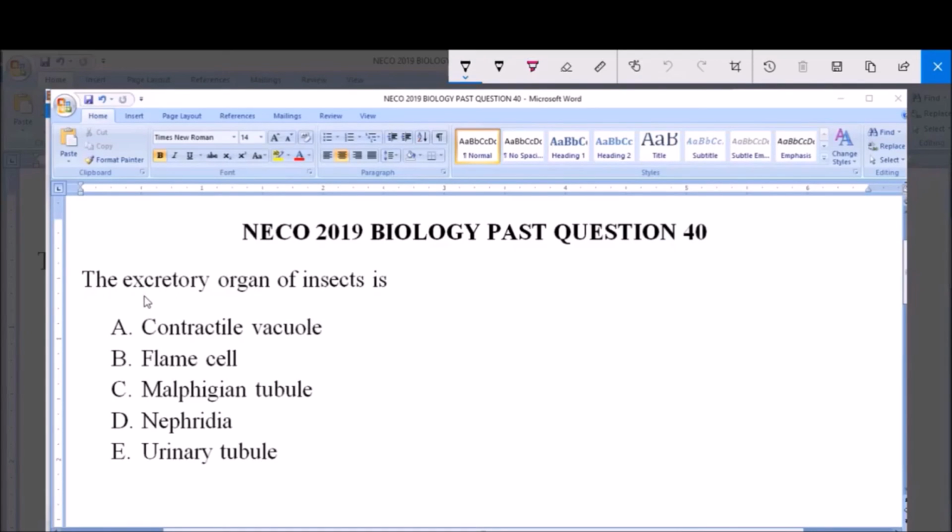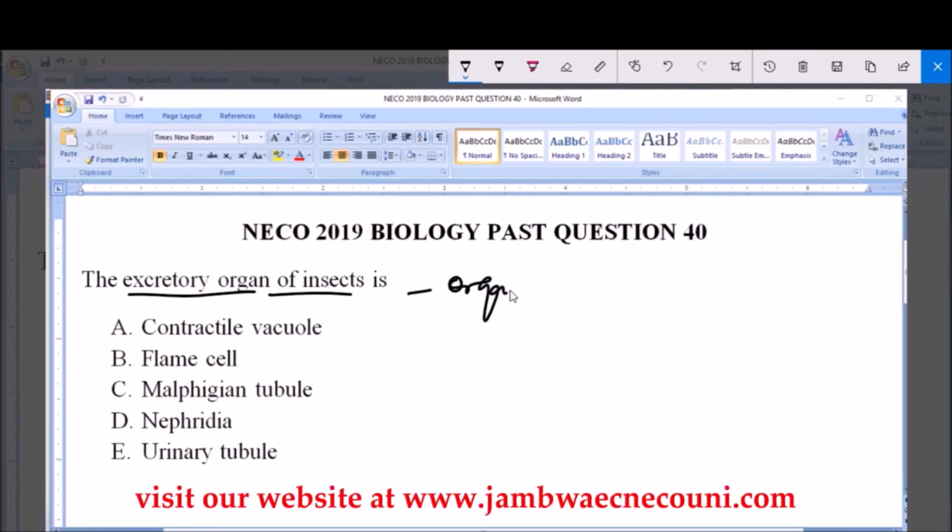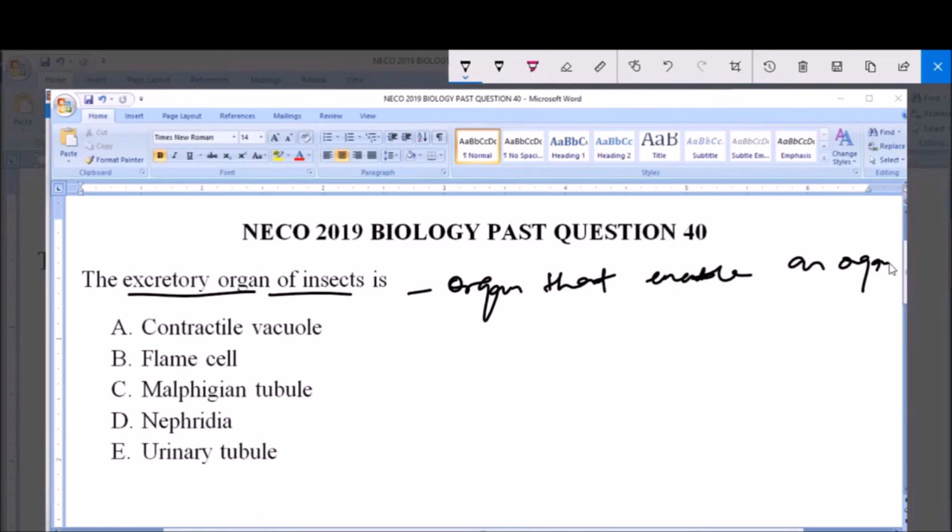So we are asked for the excretory organs of insects. Now, excretory organs are organs that enable an organism to remove unwanted materials from the body. So that is the function of excretory organs. Now, A says contractile vacuole. Contractile vacuole is the excretory organ of amoeba, or you can say protozoans.